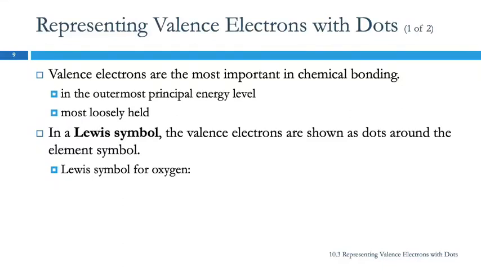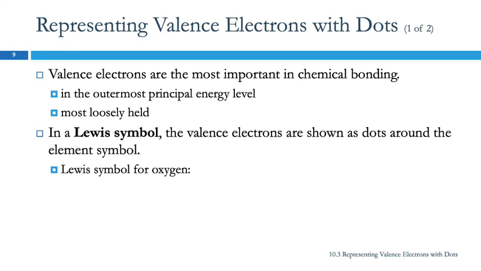Okay, to the Lewis structures. So valence electrons are the most important ones in chemical bonding. They're the ones that are more on the outside of the atom, and they're the most loosely held. So we can write a Lewis symbol for an element, and we're just going to show the valence electrons as dots around the symbol for the element.